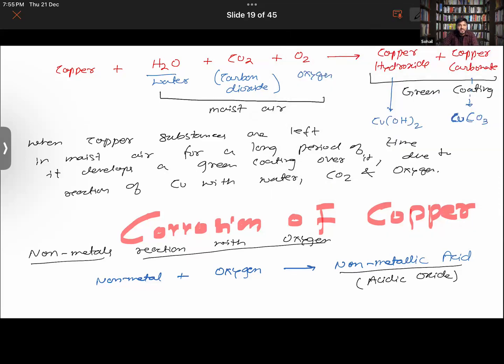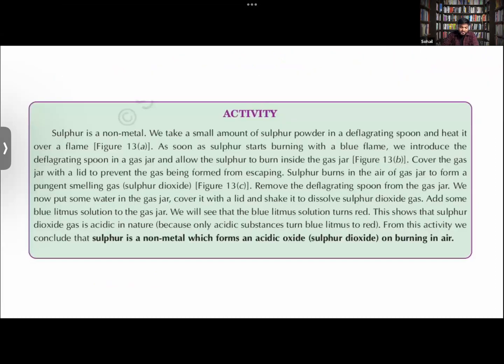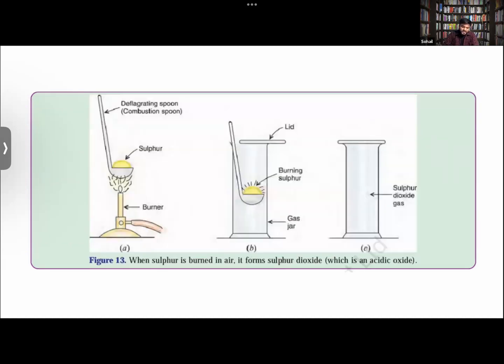So we will be understanding how non-metals react with the oxygen to form non-metallic oxides. Take the example of sulfur. Sulfur is a non-metal, right? We will take some small amount of sulfur powder in a spoon like this, and this is called a deflagrating spoon. What is the name of this spoon? Deflagrating spoon. And now we will be heating it over this flame.